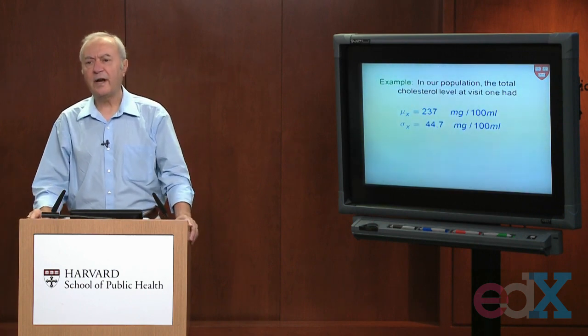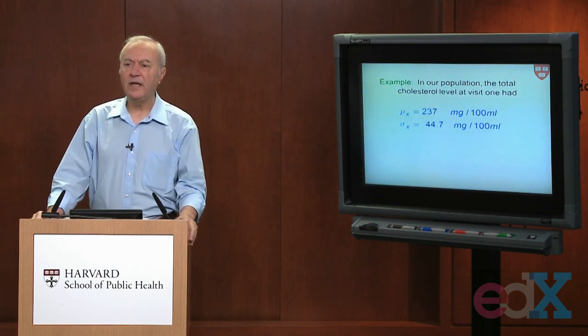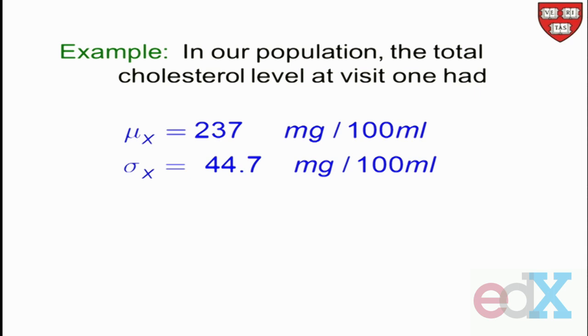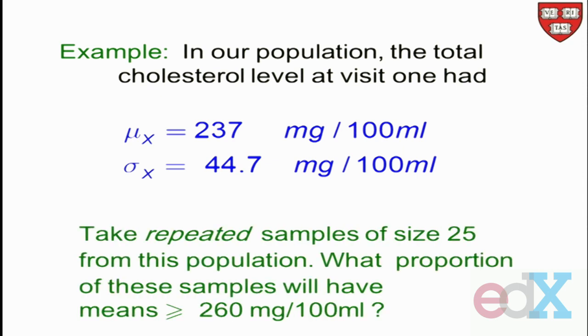Let's take a look at an example. So in our population, the total cholesterol level at visit 1 had a mean of 237 and a standard deviation of 44.7, rounding things off. Now, if we take repeated samples of size 25 from this population, what proportion of these samples will have a mean that's greater than 260?